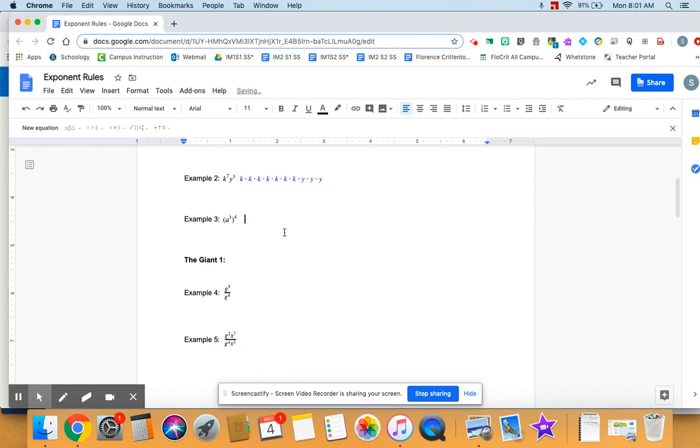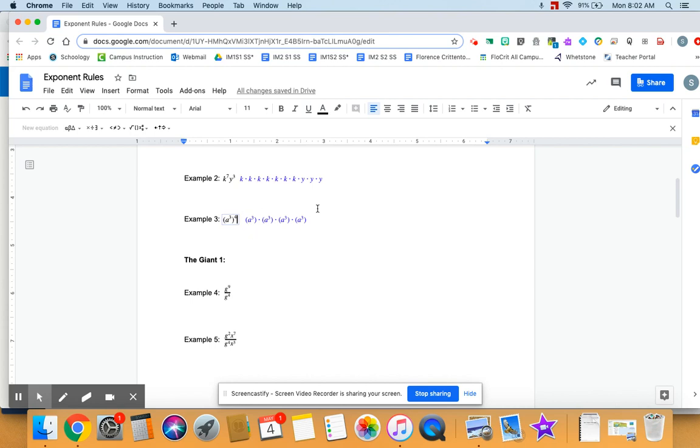And so now this one has a to the power of 3 all in a parentheses being raised to another exponent that happens to be a 4. So what this means is that I have 4 a to the power of 3's being multiplied together. So there's 1, 2, 3, 4. So the 4 on the outside of the parentheses means I have 4 of everything inside the parentheses being multiplied together.